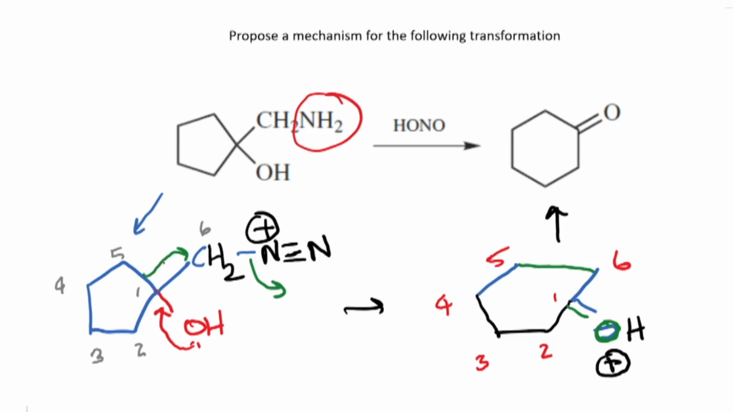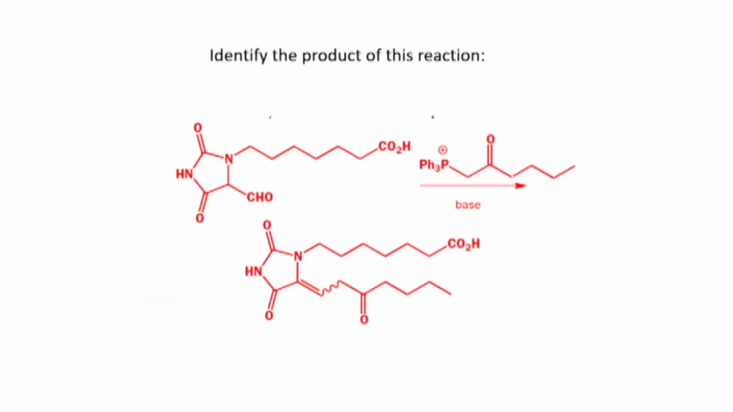And now there's a new bond formed between carbon 5 and carbon 6. And this actually ends up giving me a 6-membered ring with a ketone on it. So the final product here is cyclohexanone. On to the next problem: identify the product.